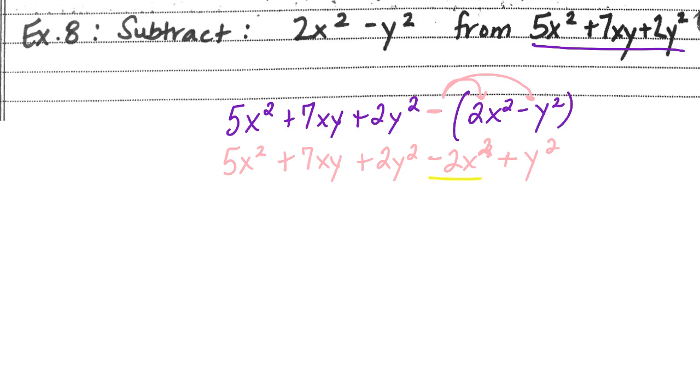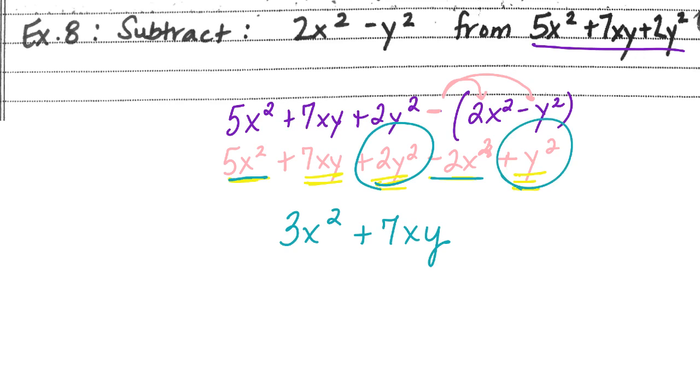And now I want to look at like terms. I have some x squares. I don't have another xy, but I do have another y squared. So when I add this all up, 5x squared minus 2x squared is 3x squared. And the 7xy is going to be alone. And the 2y squared and the y squared add up to be 3y squared.